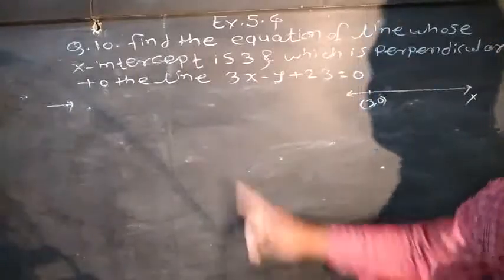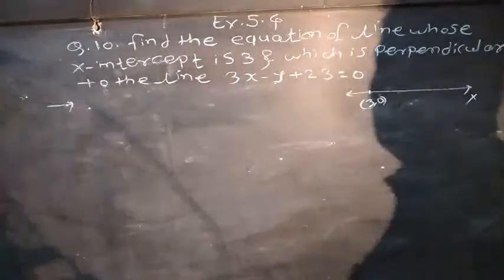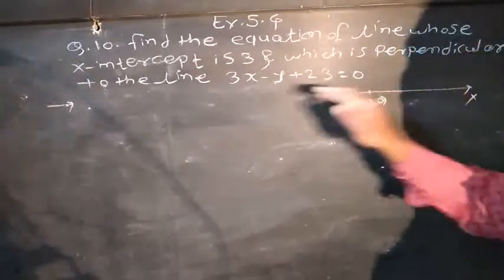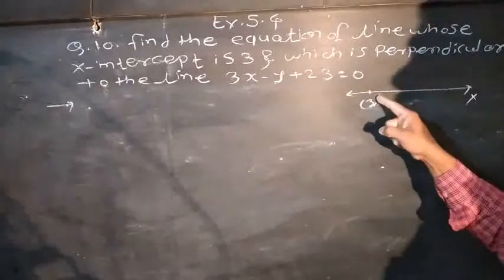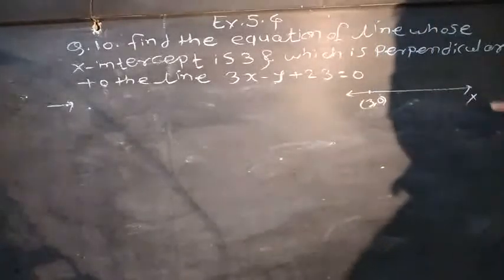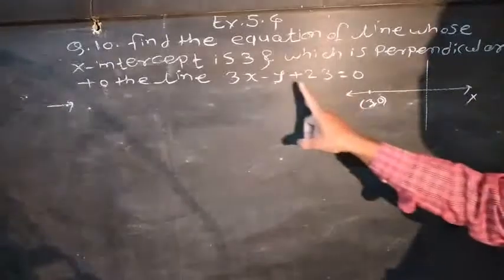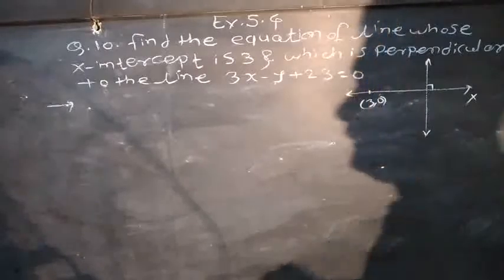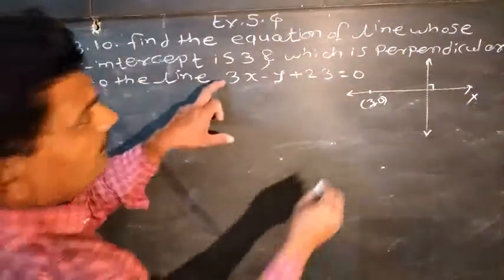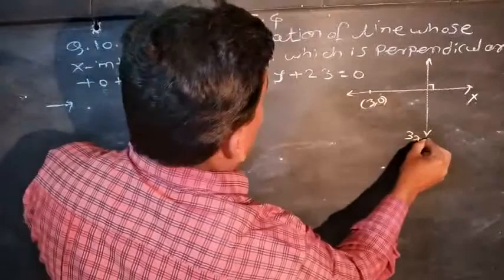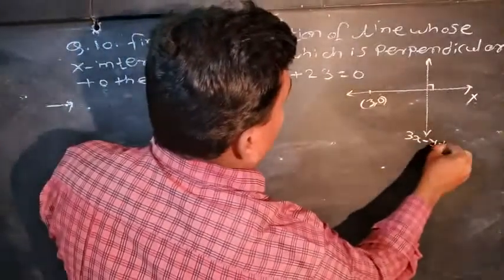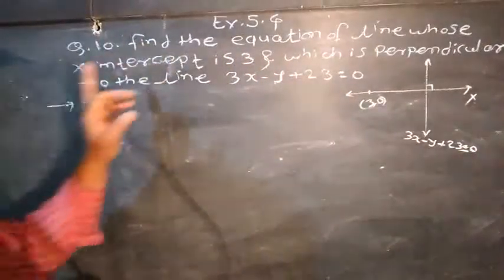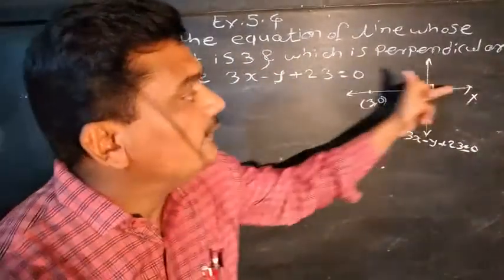The y-intercept is 0. The x-intercept is given in the question, and this line is perpendicular to the line, and this line passes through the point. These two lines are perpendicular. This line's equation is 3x minus y plus 23 is equal to 0. Then our question is to find the equation of this line.